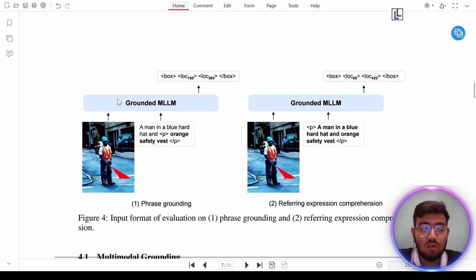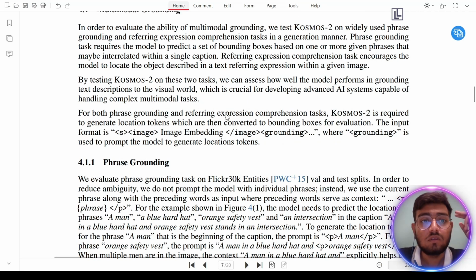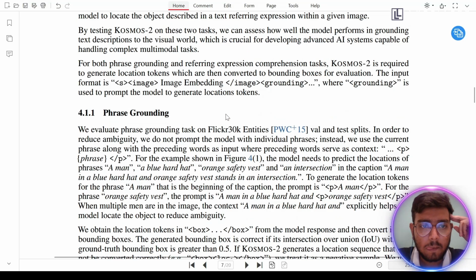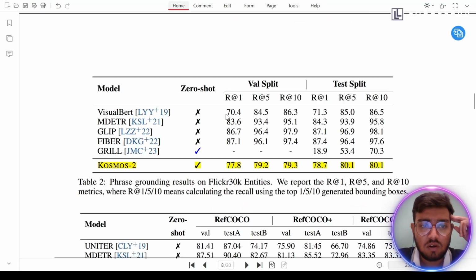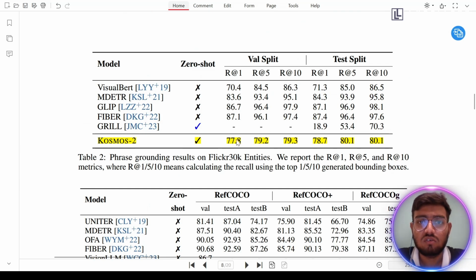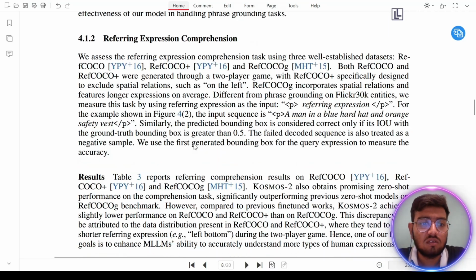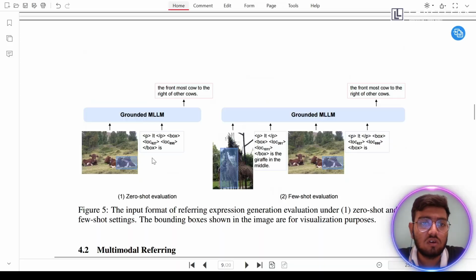This is the grounded MLLM. A man in a blue hard hat and an orange vest, and it marked the orange vest, with a link that provides the address to the part it is talking about. Then, these are the capabilities, these are the results it has to show. In the validation test split, these are the things. Let's see what shows up here.